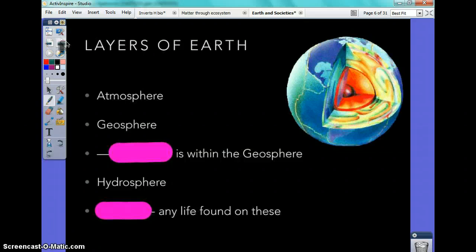Okay. So now we're going to talk about the layers of the Earth. There's the atmosphere, the geosphere, and who remembers what's within the geosphere? The lithosphere is within the geosphere, then there's the hydrosphere, and then any life found on these is the biosphere.